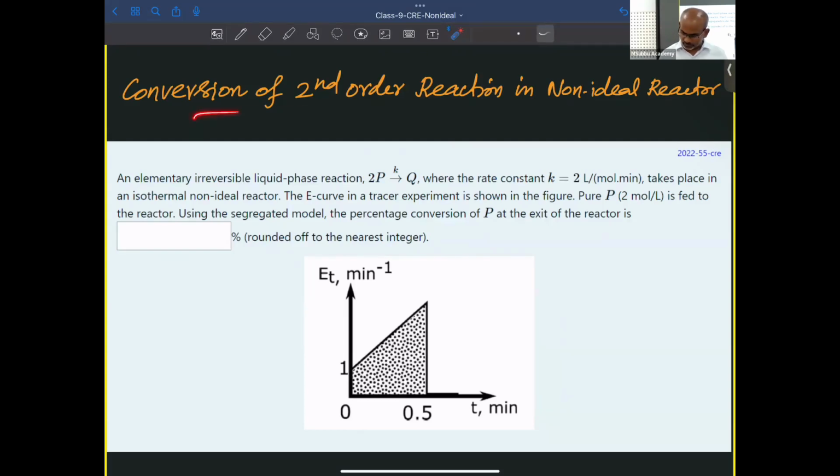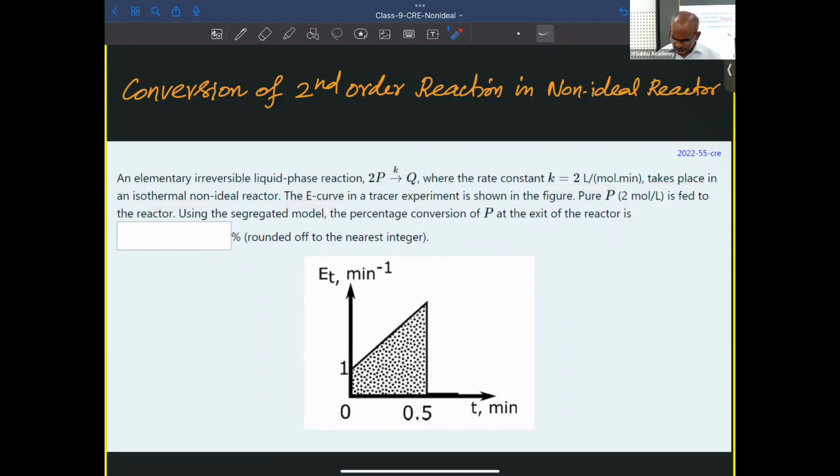Conversion of a second order reaction in a non-ideal reactor. This was asked in 2022 as a 2-mark question in GATE Chemical Engineering. An elementary irreversible liquid phase reaction 2P giving rise to Q with a rate constant K, whose value is given in liters per mole minute, takes place in an isothermal non-ideal reactor.